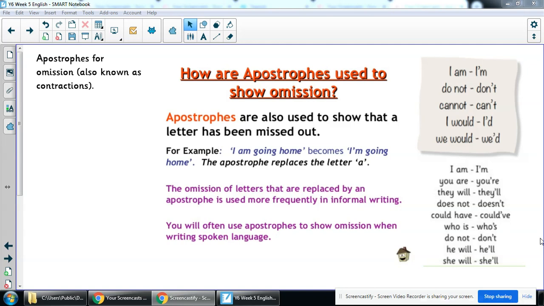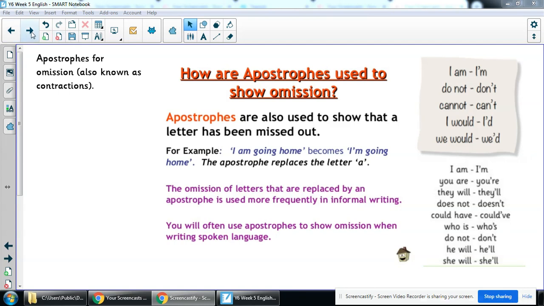So here on your right hand side are a few examples. As you can see, the words I am change to I'm as long as there is an apostrophe to show omission. There are many others like cannot changes to can't, you are changes to you're, does not changes to doesn't, and so on. So I want you to read through all of them. Now these aren't all the words here, there are plenty more, but here are a few just to give you an example of what I mean.